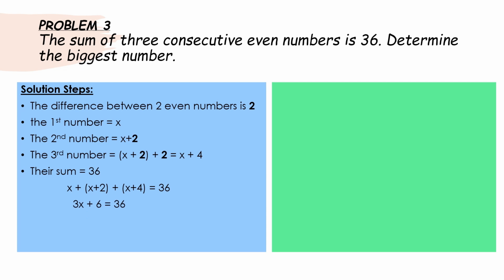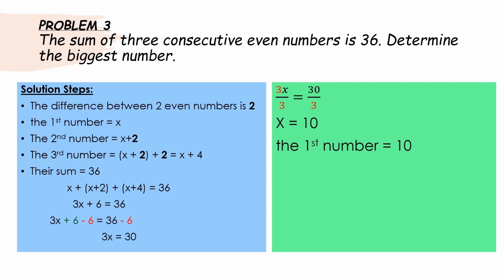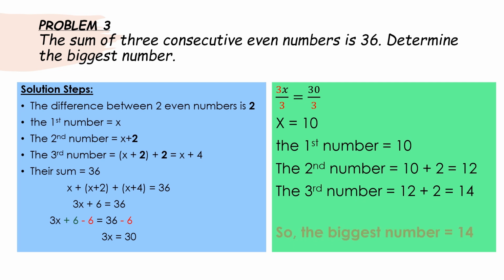Then we can make it simpler like this. 3x plus 6 equals 36. Then we can cancel positive 6 by adding negative 6 on both sides. And then here we have 3x equals 30 and x equals 10. So the first number is 10, the second number is 12, and the third number is 14. According to that, the biggest number is 14.